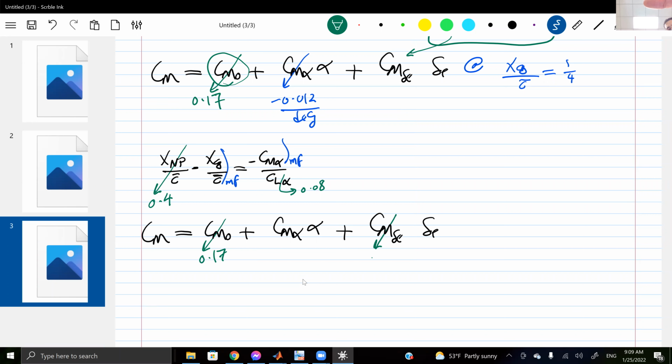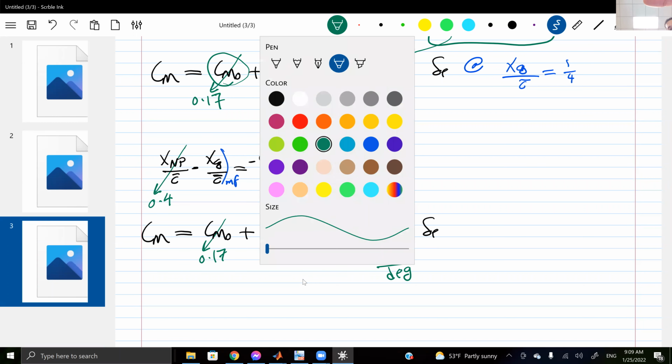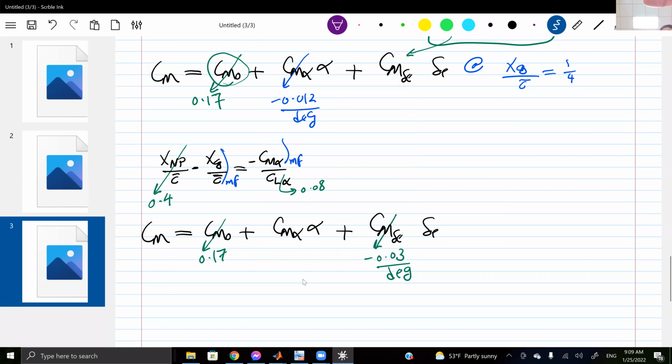This guy, we already got it. This was 0.03 per degree, right? Now, to get the CG most forward, what is the criterion? What dictates the CG most forward? You have maximum alpha and maximum delta? Yes, exactly. And let's go up a little bit. What is the criterion? What dictates it? We do it based on what?